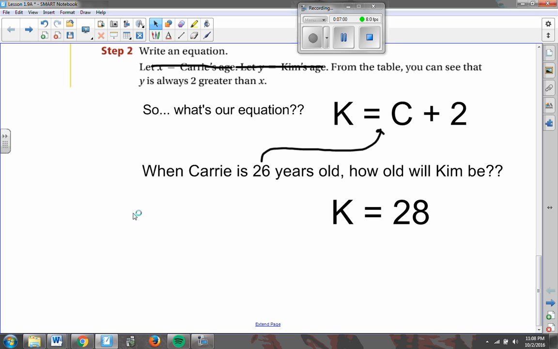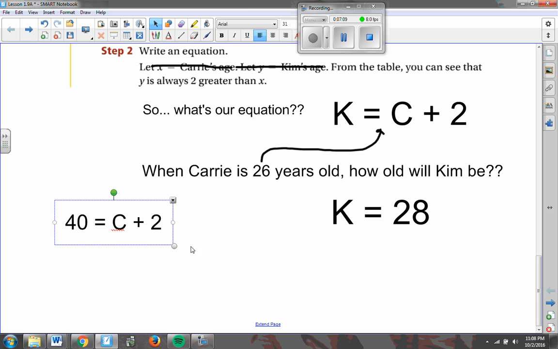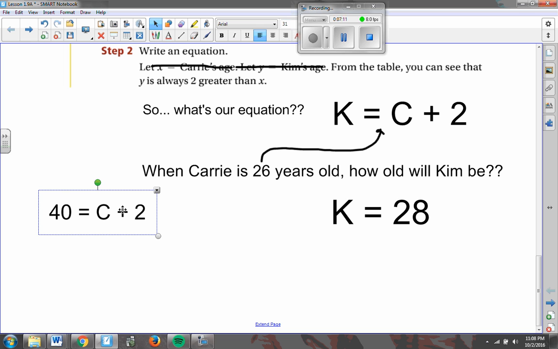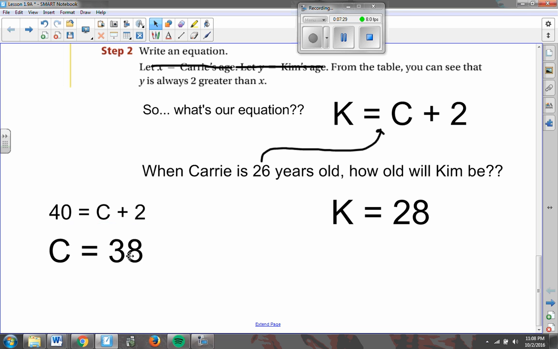Right? We could also ask similar questions about Kim. We could say if Kim is 40, how old is Carrie? Well, 40 equals Carrie plus 2. So now this is an equation that we would find the solution for. Now there's just one variable, like we did last week. So what number would we have to add to 2 to get 40? Well, we'd have to add 38 plus 2. So Carrie would be 38 in that situation. Okay, so we can look at a table, hopefully, and write equations from that table, or create a table and then create an equation for it.